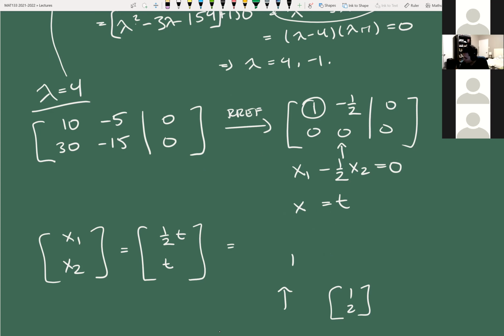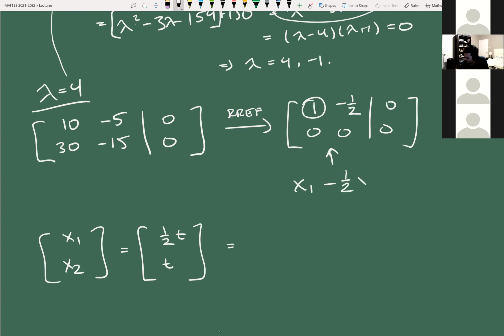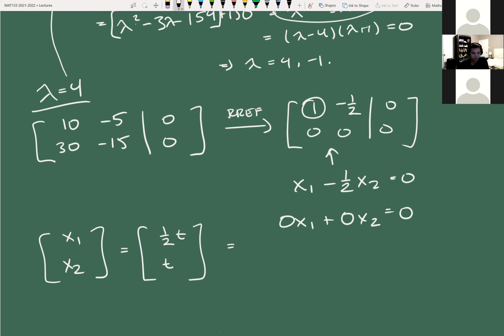Okay, sure, yeah. So I took this system, this augmented matrix, and I rewrote it as a linear system, right?